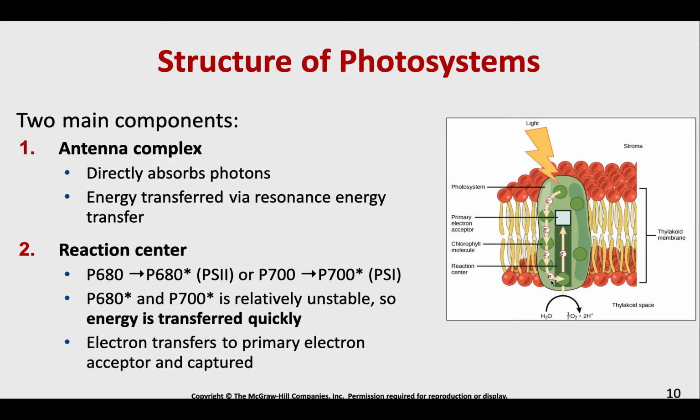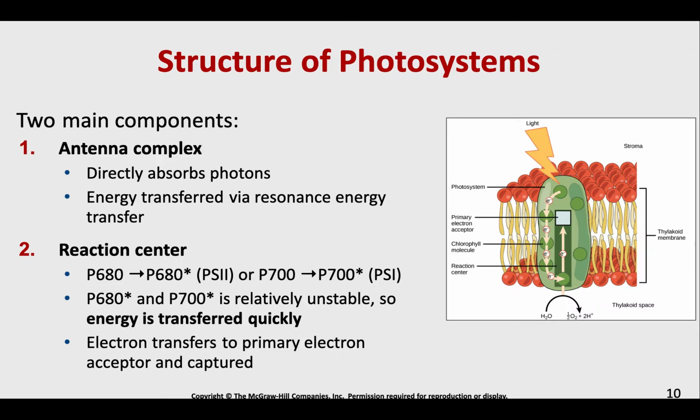Now the reaction centers are really what plays the major difference between these 2 photosystems. Photosystem 2 has a reaction center that we call P680. Sometimes we'll put a little asterisk behind it, which means it has an excited electron. Photosystem 1 has a reaction center that we call P700. And again, once it becomes excited, we have that little asterisk behind it. They're called P680 and P700 depending on very specific wavelengths that they pick up.